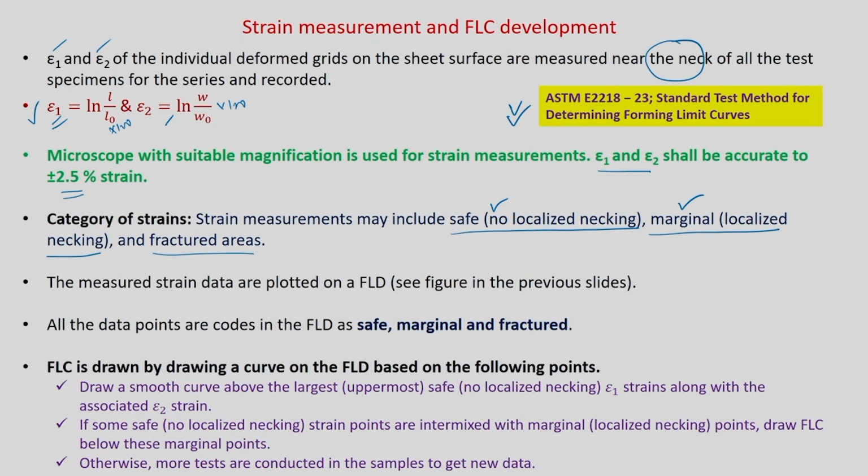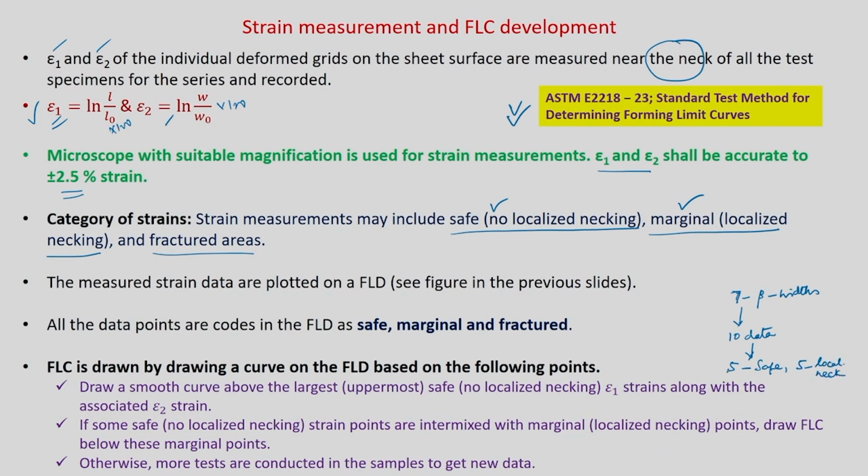And all such data, suppose you have 7 different betas, that means 7 different widths. Suppose in each strain path, each width, you are measuring 10 different data points. These 10 data points are 5 plus 5, let us say 5 safe and 5 in the localized neck.